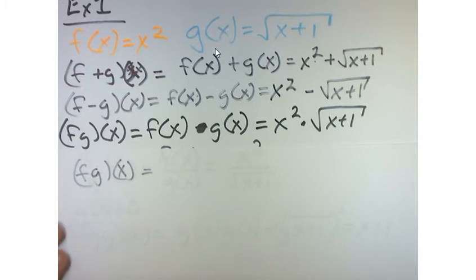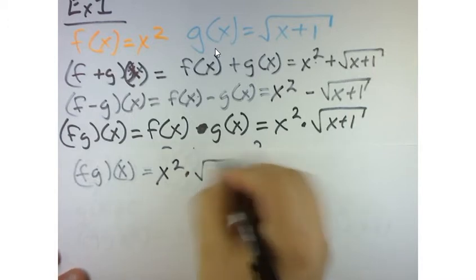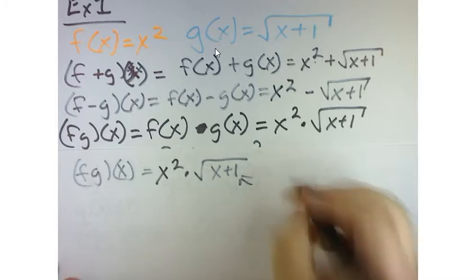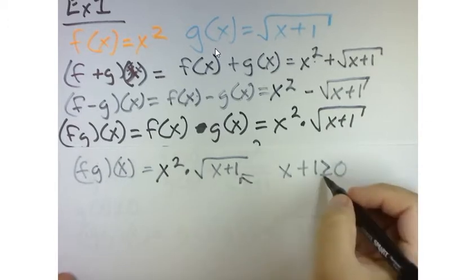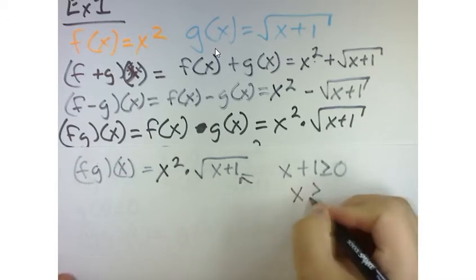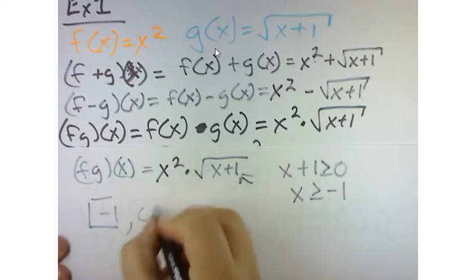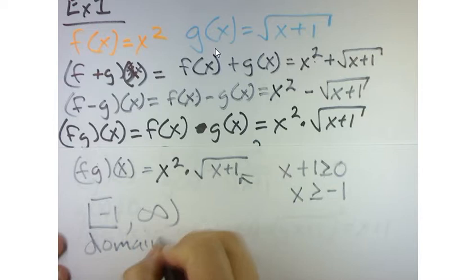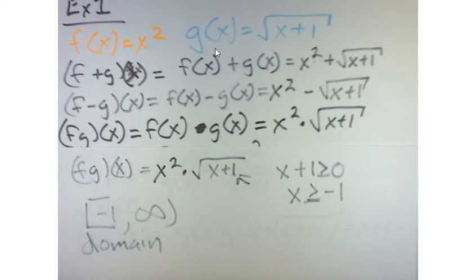All right. So now if I plug in x squared times the square root of x plus 1, again, the issue here is we can't take the square root of a negative number, so whatever x plus 1 is, it has to be greater than or equal to 0, or x has to be greater than or equal to negative 1. Again, the domain goes from negative 1 to positive infinity. We're including the negative 1 because of the equal sign, and that's pretty much it.